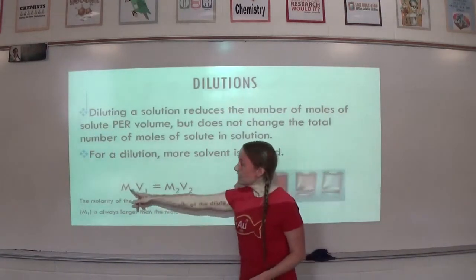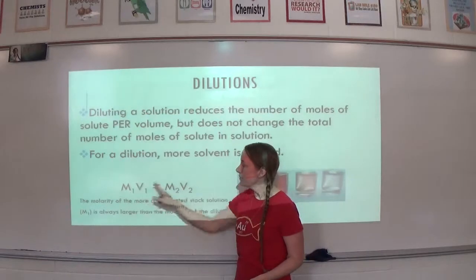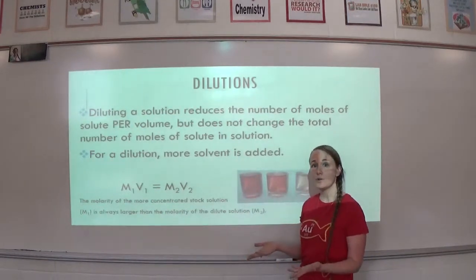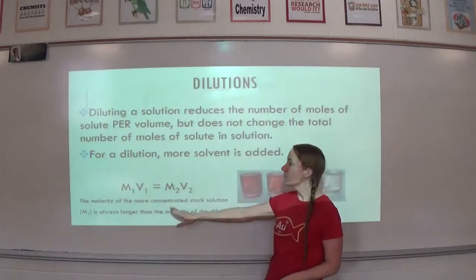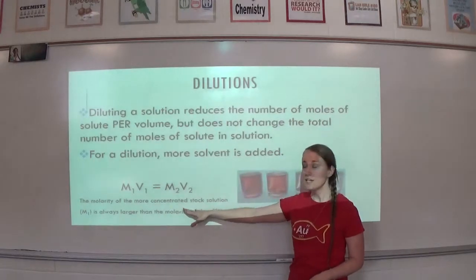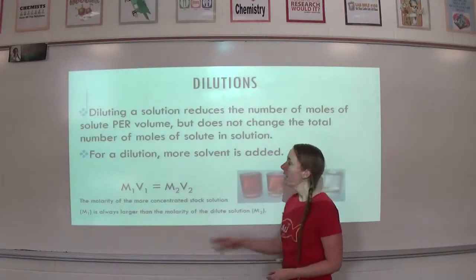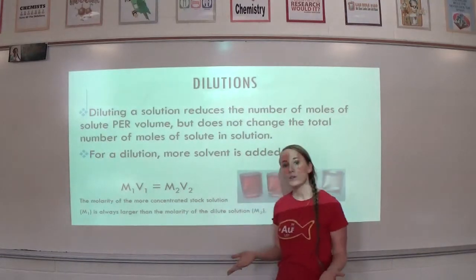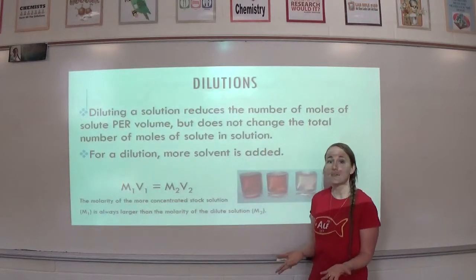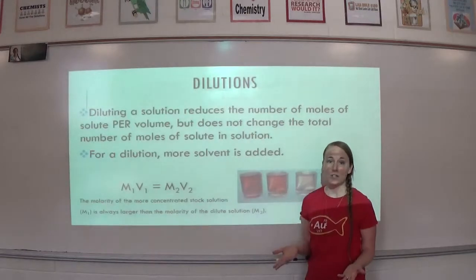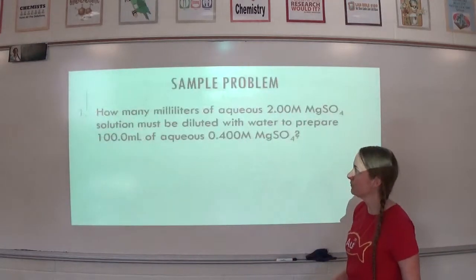So our formula is M1V1 equals M2V2. M are your molarities. They have to be in molarity, or moles per liter. Of course, M1 is more concentrated and M2 is more dilute, so your M1 should be larger than your M2. And then V1 and V2 are your volumes. They can be in milliliters or liters. It doesn't matter because the units will cancel. So let's look at how to use this formula.